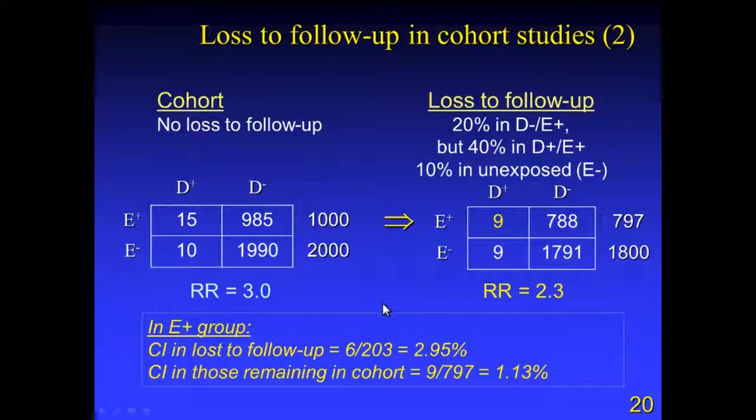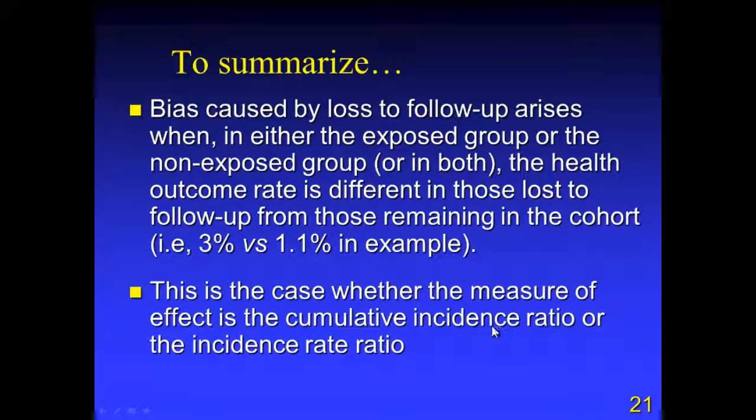So that's the situation. It doesn't matter if the loss to follow-up rate across all the exposed versus all the unexposed is different, but if within either of these groups, the rate in those who were lost to follow-up is different from those who remain in the cohort, then we will have bias introduced, selection bias caused by loss to follow-up. I think this is just recapping what I just said, and it applies whether we're looking at cumulative incidence ratio, as in that example I just showed you, or the incidence rate ratio.